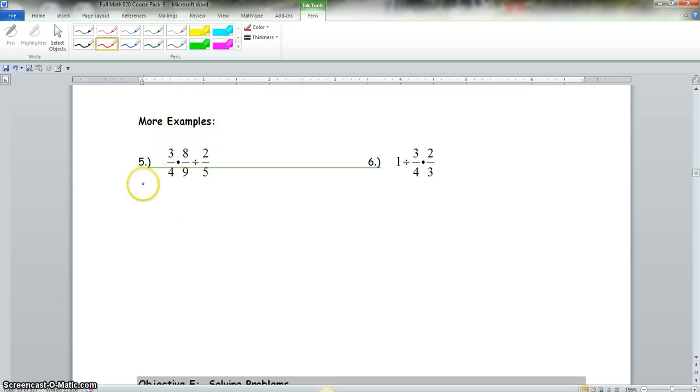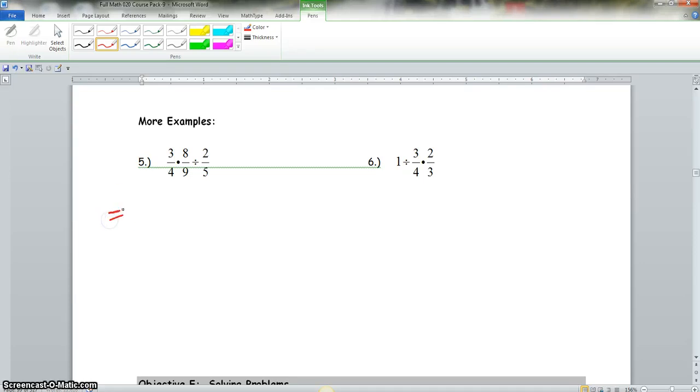Okay, on the next page, we have more examples. Number 5, we have 3/4 times 8/9 divided by 2/5. The first thing we need to do is the order of operations. The order of operations dictates that because division and multiplication have the same rank, we do what comes first from left to right. So we would do the multiplication.